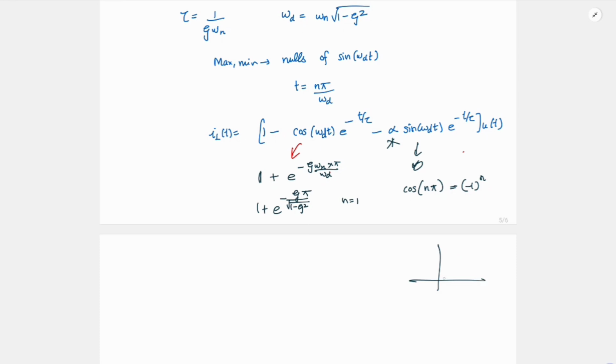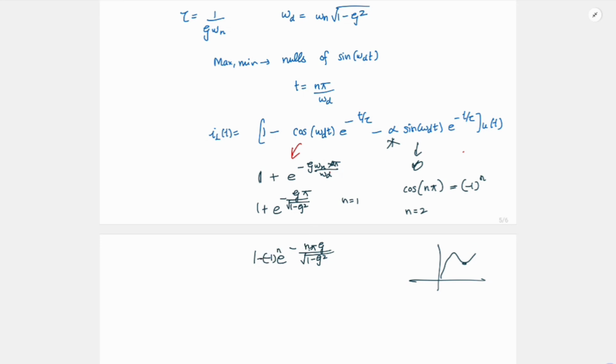Let's say they're asking you for the first minima. How will you find it? You just need to take n equal to 2. So this pi will just become 2 pi. This will be 1 minus, because it is a minima and cos n pi is 1, so this minus will remain intact. So I'll have e power minus 2 pi zeta by root of 1 minus zeta square. And for the nth peak, you will have minus 1 whole power n here.